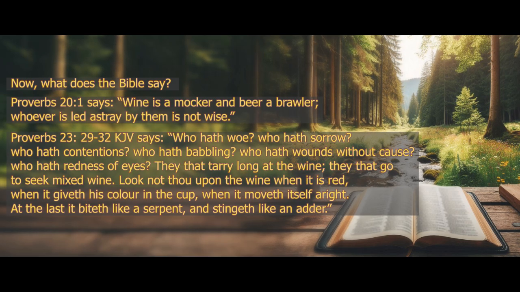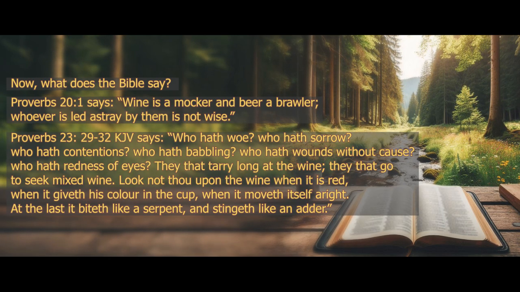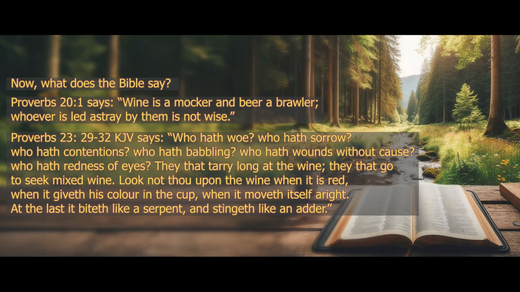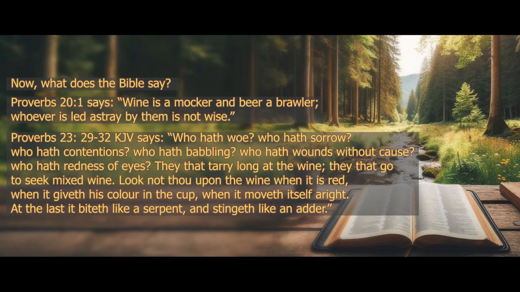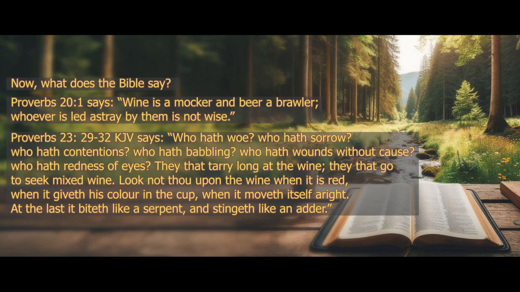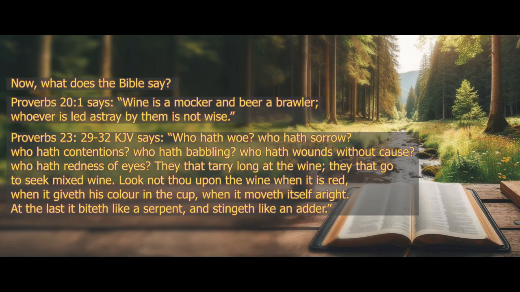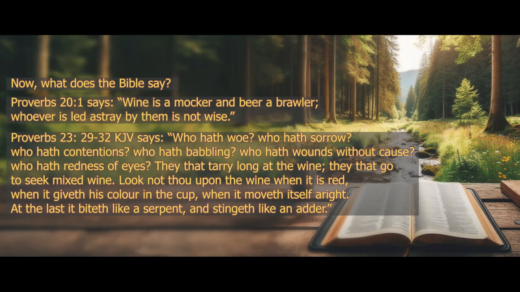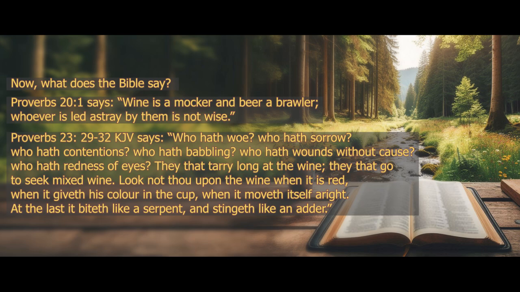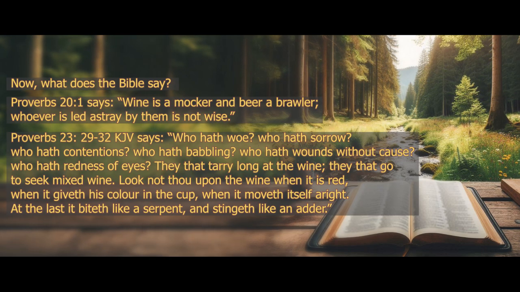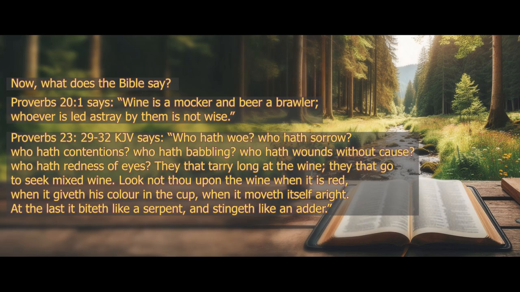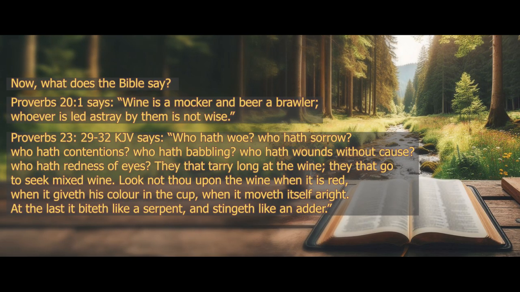Proverbs 23 verse 29 to 32 says, "Who has woe? Who has sorrow? Who has contentions? Who has babbling? Who has wounds without cause? Who has redness of the eyes? They that tarry long at the wine, they that go to seek mixed wine. Look not thou upon the wine when it is red, when it gives its color in the cup, when it moves itself aright. At the last it bites like a serpent, and stings like an adder."